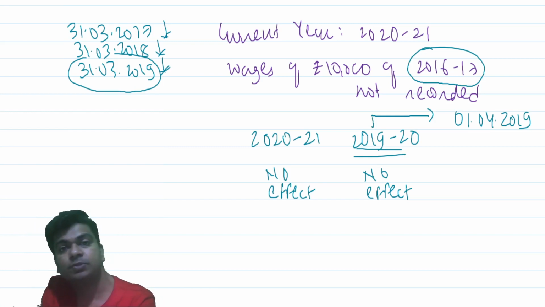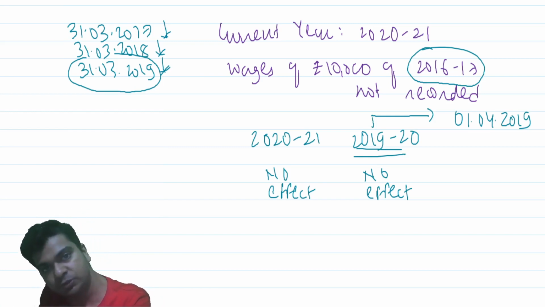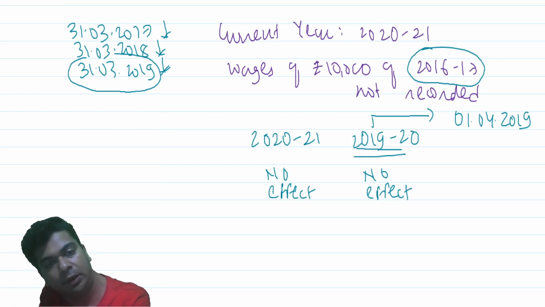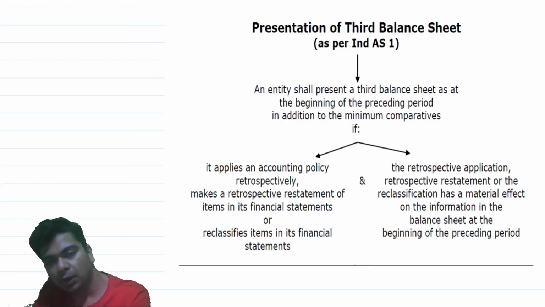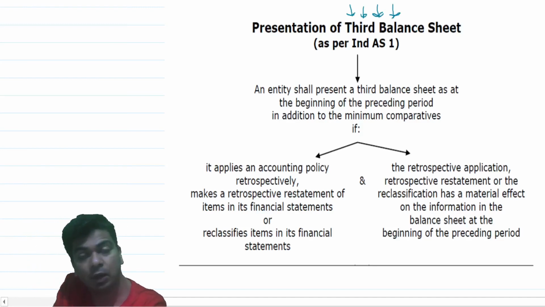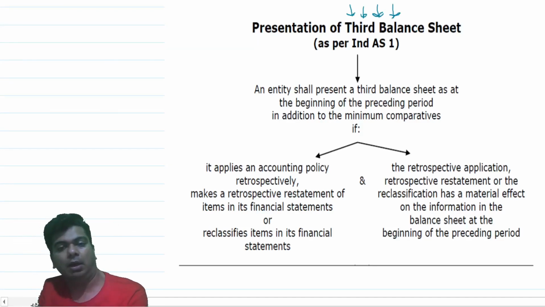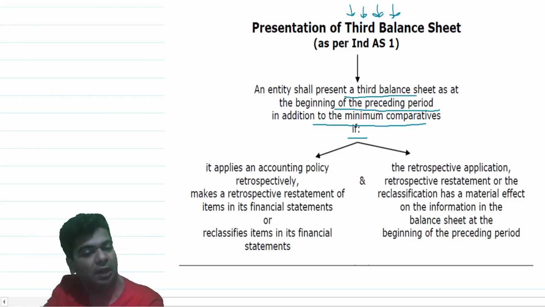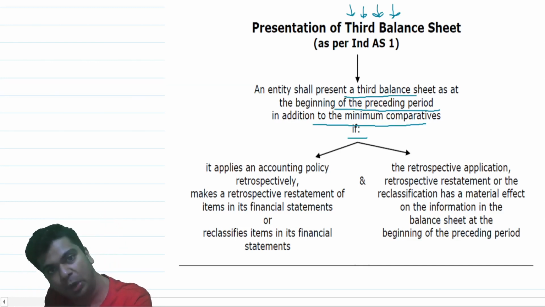Remember again, as per Ind AS 1, this will become a situation where a third balance sheet will be required to be presented, right? A third balance sheet will be prepared. Presentation of the third balance sheet, we had discussed this earlier also when we were discussing the case of accounting policies. Understand, an entity shall present a third balance sheet as at the beginning of the preceding period in addition to the minimum comparatives if it applies an accounting policy retrospectively.